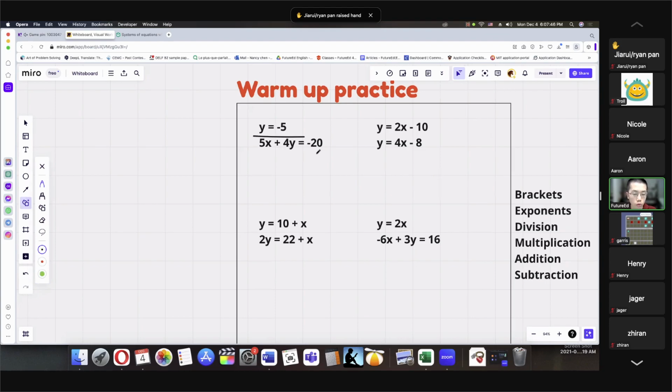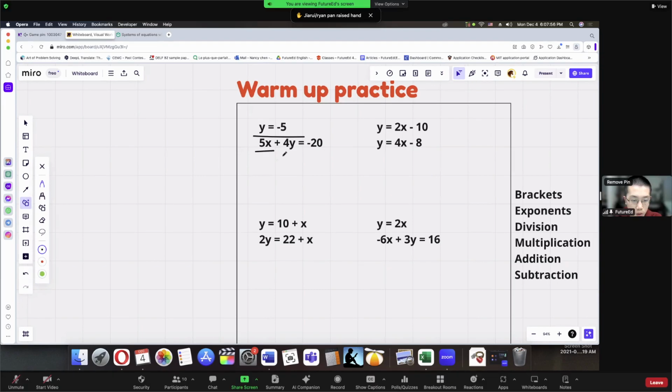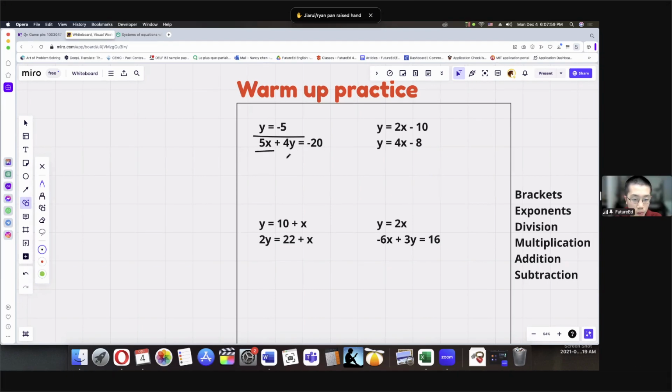So Aaron, you can draw on the screen if you want. So you say you want to isolate the x, right? And what's keeping it from being isolated? There's a 5. Okay, but what else is keeping it from being isolated? There's also 4y. Exactly. So we have a 4y over here. What can we do with a 4y? Replace the y. Okay, let's try substituting the y.